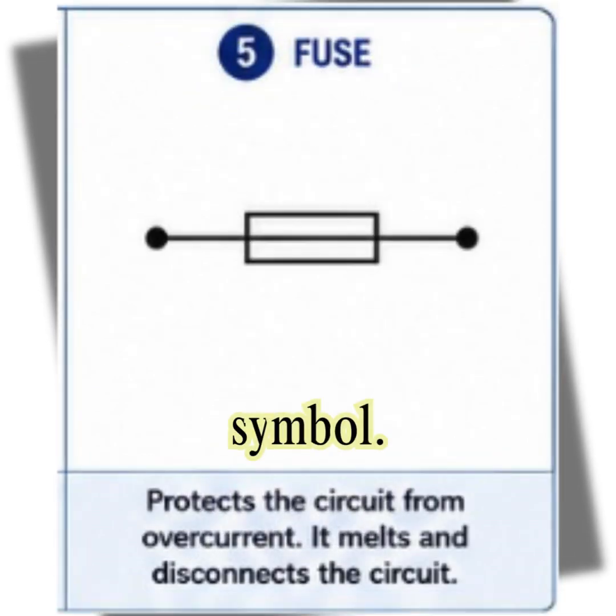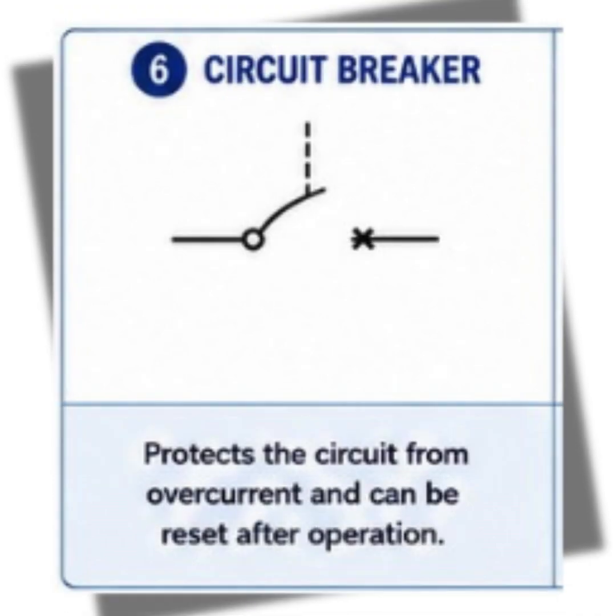Fifth, fuse symbol. A fuse protects the circuit from excessive current. When the current exceeds the safe limit, the fuse melts and disconnects the circuit. Sixth, circuit breaker symbol. Circuit breakers such as MCBs and MCCBs provide protection against overloads and short circuits. Unlike a fuse, they can be reset after operation.